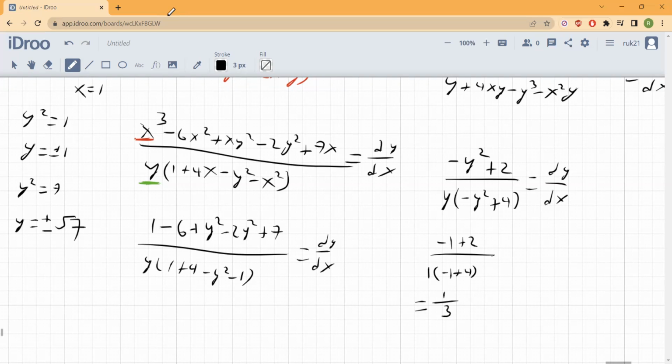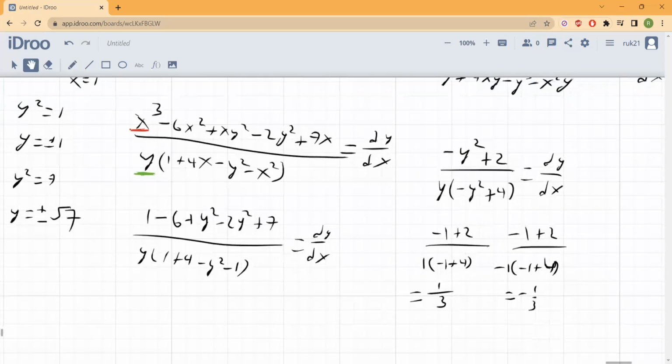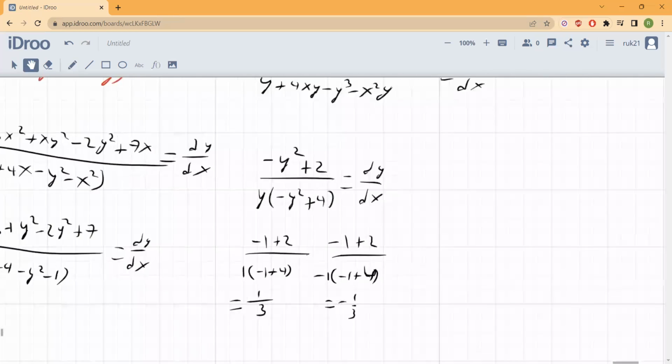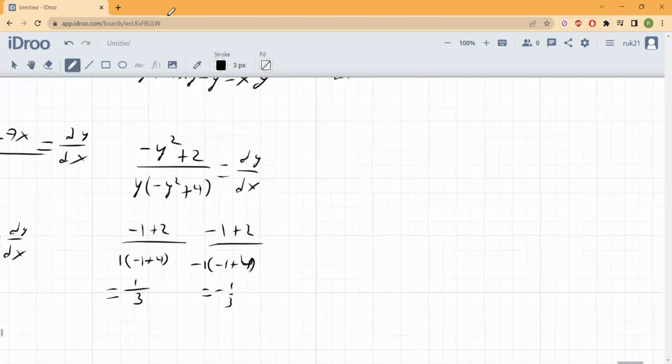Now the next solution is with negative 1. If we have negative 1, we're going to get negative 1 plus 2 at the top again, but at the bottom we're going to get negative 1 times negative 1 plus 4, and then we're going to equal negative 1 over 3. Make sense? Yep. We're almost at the finish line. All we have to do now is plug in values of plus or minus root 7.